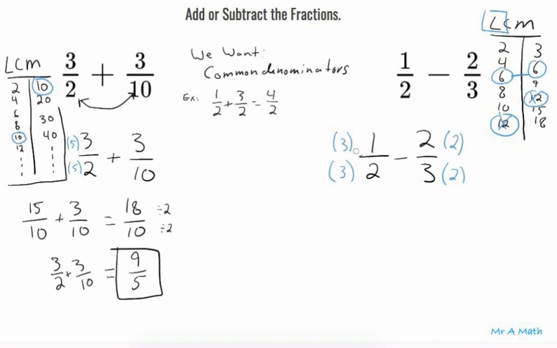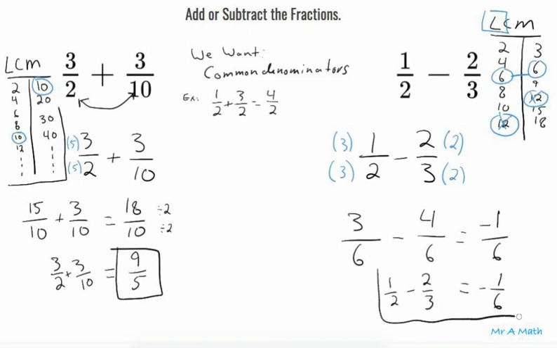Now we're just going to simplify this down. So 3 times 1 is 3 over 3 times 2, which is 6, minus 2 times 2, 4 over 3 times 2, which is 6. So if I have 3/6 and I take away 4/6, that's going to be negative 1/6. So my final answer, 1/2 minus 2/3 equals negative 1/6.